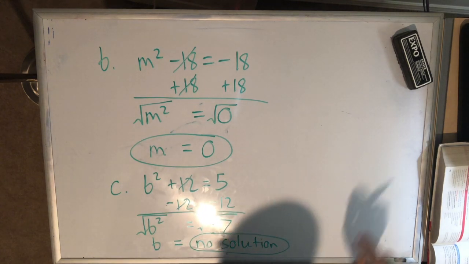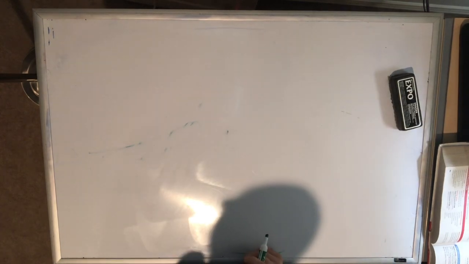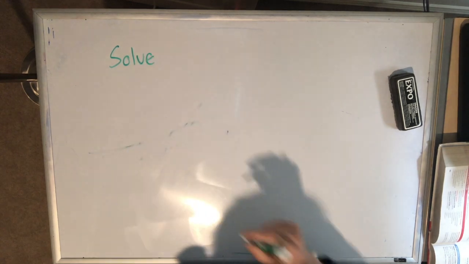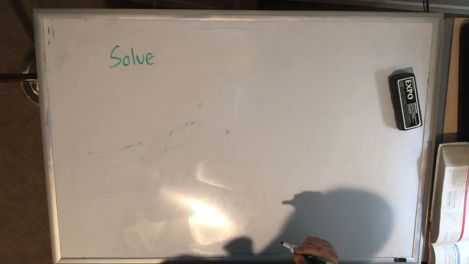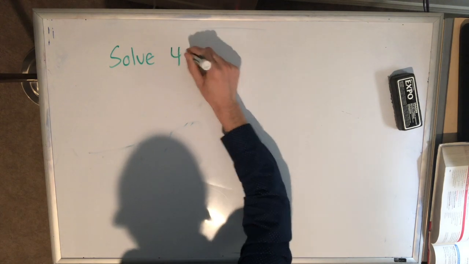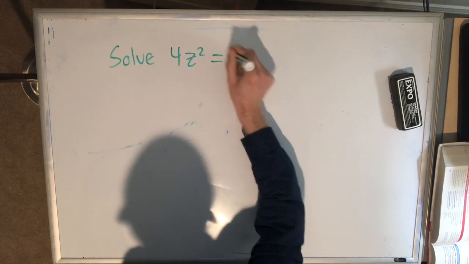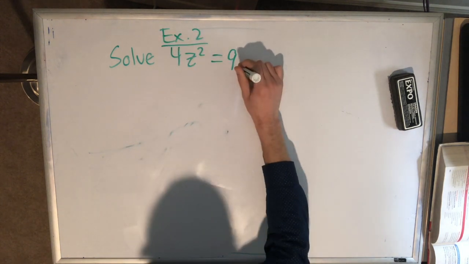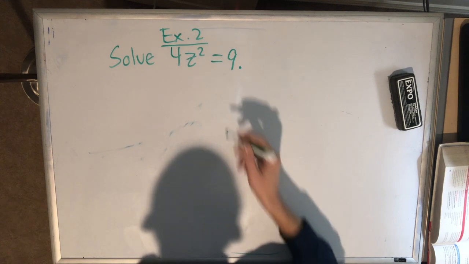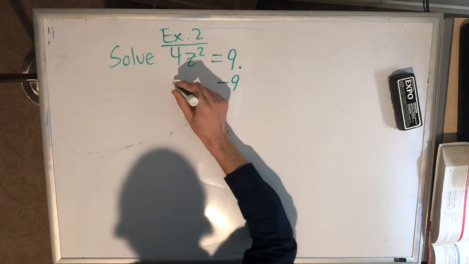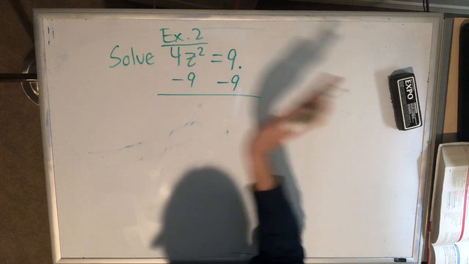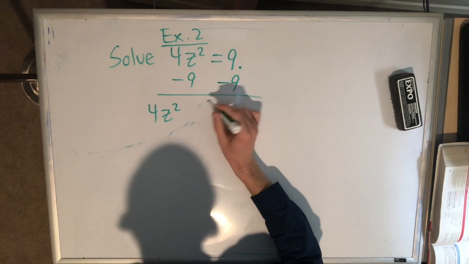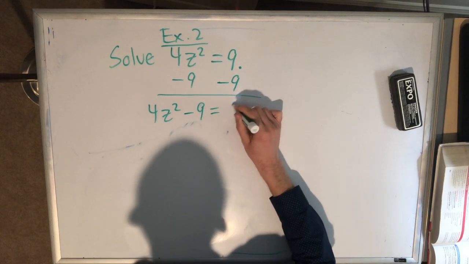Now let's look at example 2. Take square roots of a fraction. Solve 4z squared equals 9. All right. Well, let's review the factoring method first. Let's get everything over to one side and make it all equal to 0. So that's 4z squared minus 9 equals 0.